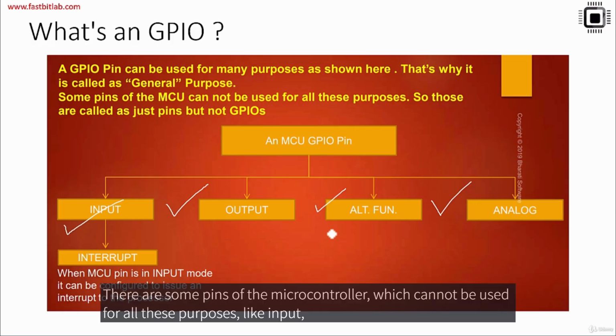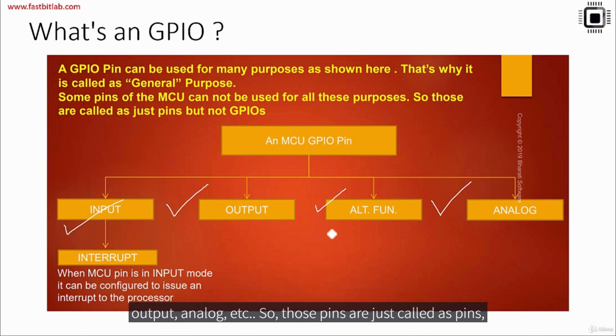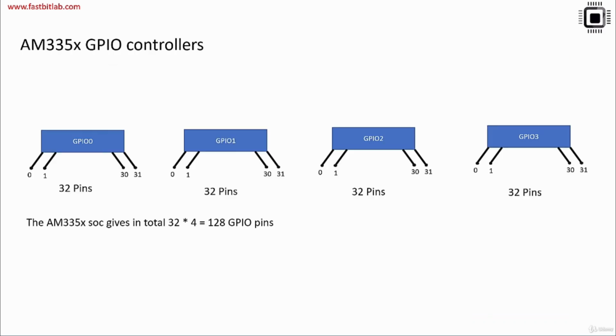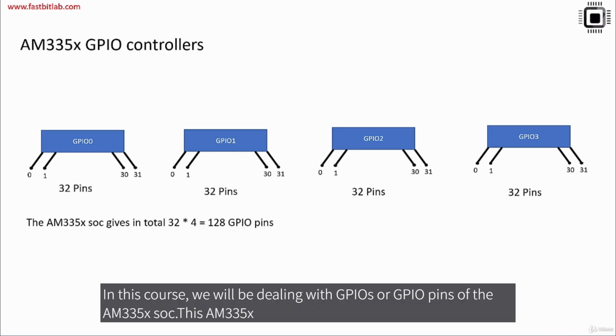There are some pins of the microcontroller which cannot be used for all these purposes, like input, output, analog, etc. So those pins are just called pins. They are not called GPIOs. In this course, we'll be dealing with GPIOs or GPIO pins of the AM335X SoC.